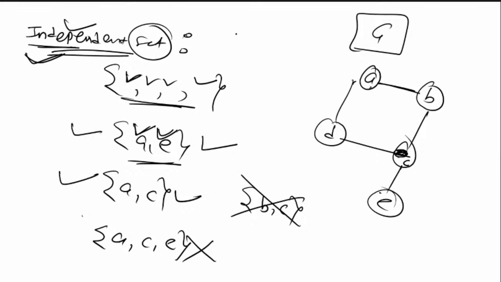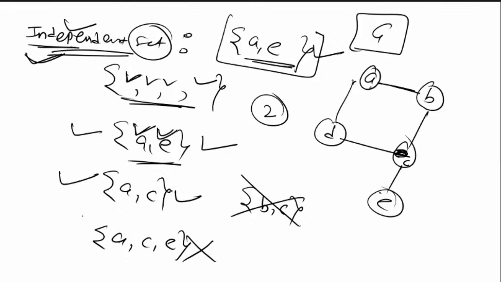What is the maximum cardinality independent set? Like, what is the maximum independent set I can make? The maximum independent set that I can make will be of size only 2, because either I can make a, e, or a, c, or b, e, but I cannot have 3 vertices. So this is the maximum size of an independent set, that is 2. This is called the maximum independent set, or you can say this 2 is the independence number.